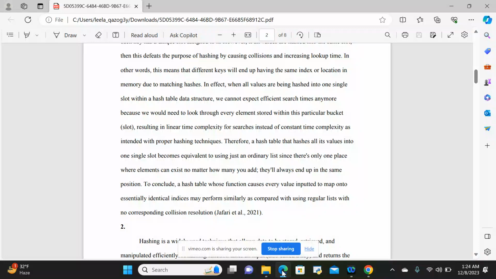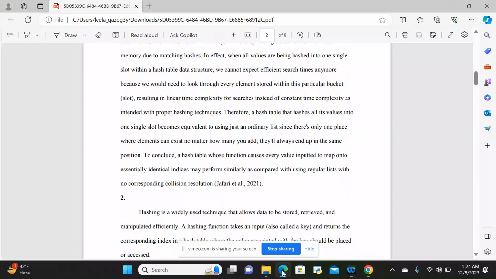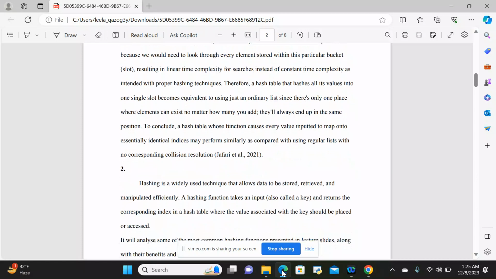To conclude, a hash table whose function causes every value inputted into the map to have an identical index essentially performs similarly to using a regular list with the corresponding collision resolution.